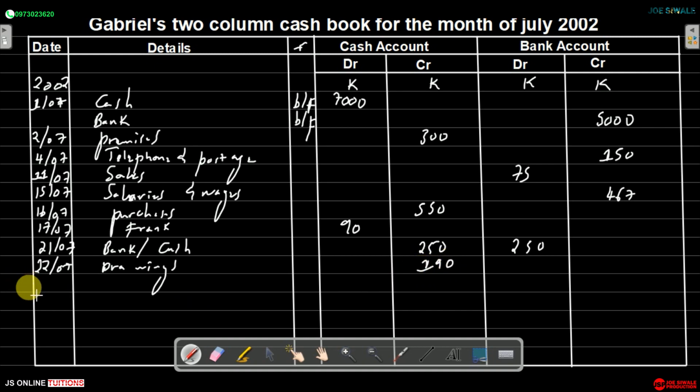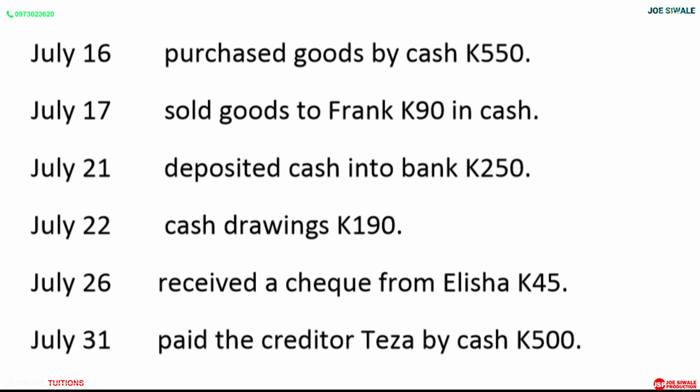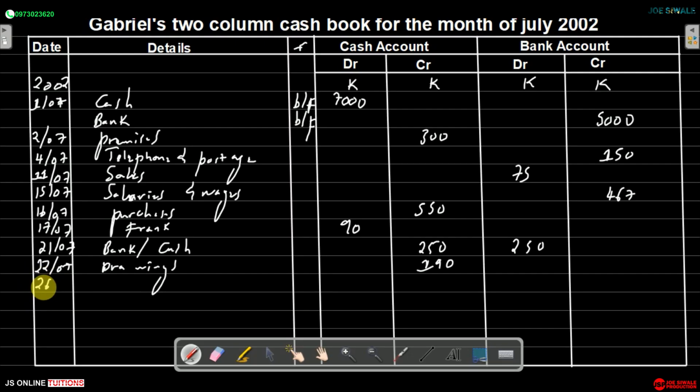Then on the 26th of July, received a check from Elisha amounting to 45 kwacha. This type of transaction is bringing money into the business, and that means that we are going to debit the bank account. So 26th of July, in our details, we're going to say Elisha, we're going to debit that amount, which is 45.